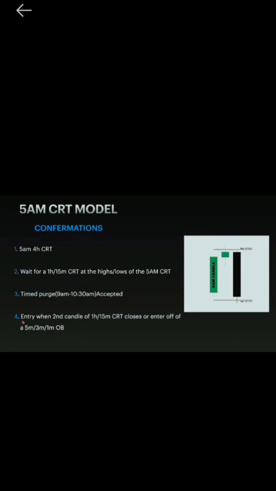Number 4. Entry strategy. Once all confirmations align, you'll look for your entry model. There are several methods of entry, but I will reveal only 2. The first is to enter after the second candle of the 15-minute or 1-hour CRT closes. The more advanced option is to refine your entry down to a 5-minute, 3-minute, or even 1-minute order block.